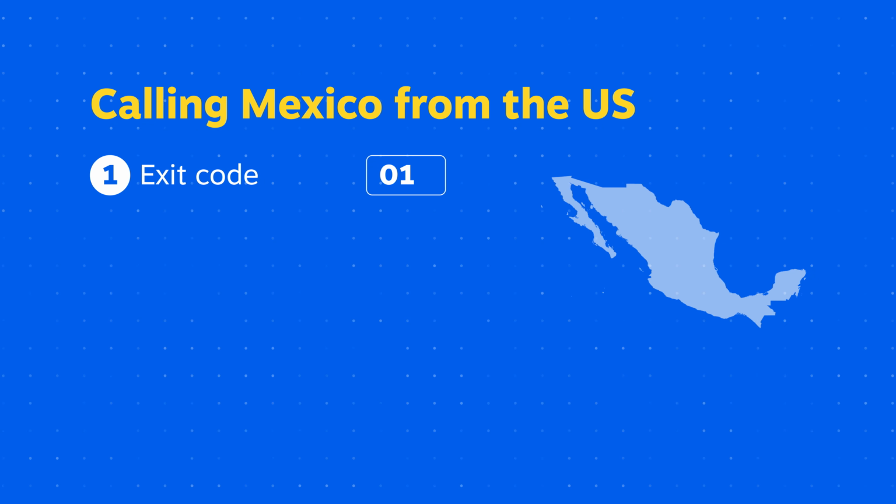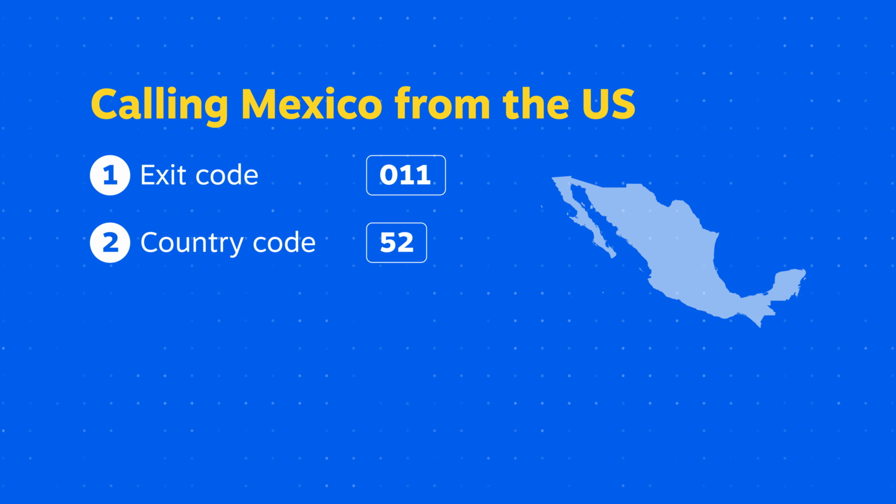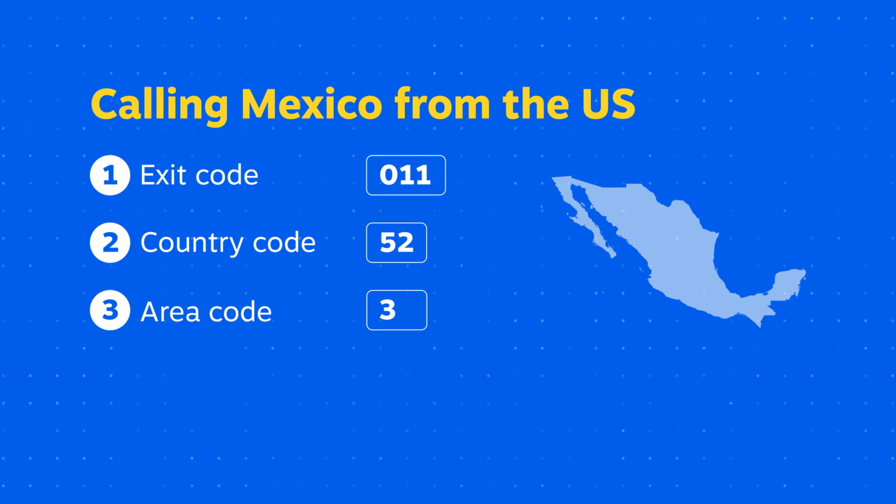Step 1. Enter the exit code 011. This will signal that you're calling internationally. Step 2. Type in 52. This connects you to the Mexican country code. Step 3. Enter the area code.